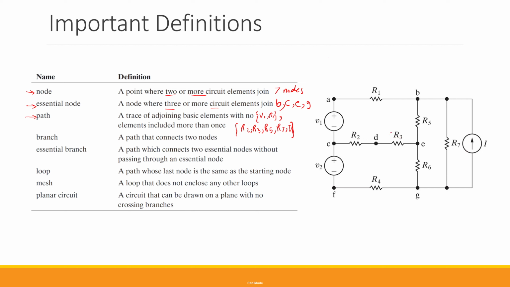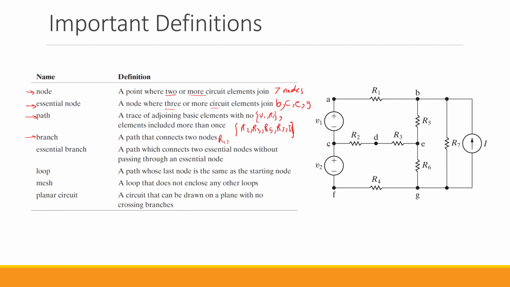Okay, so now let's go over the definition of the branch. A branch is a path that connects 2 nodes. So any 2 nodes that you find in this circuit that are basically adjacent, the line that connects the 2 is considered a branch. So let's say we have node A and node B. So we have R1 to be a branch.